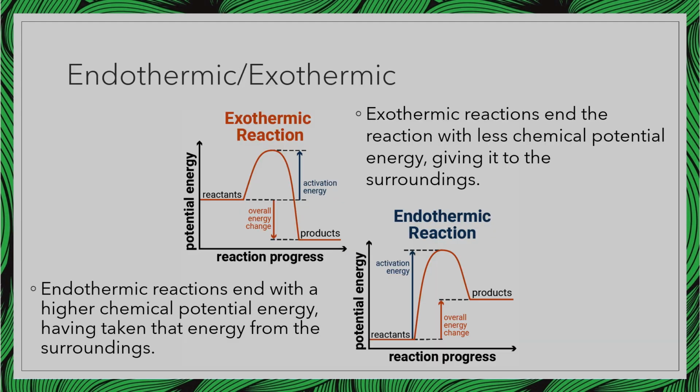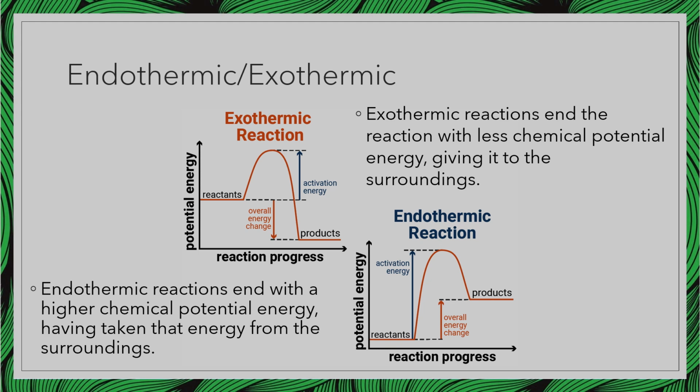Looking at endo and exothermic reactions. So an exothermic one is where our products have less potential energy than our reactants. So if you remember from module 4, our delta H is negative. Basically, it's where all this chemical potential energy that's stored in the reactants is lost.